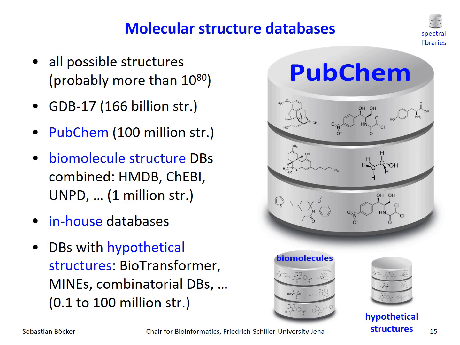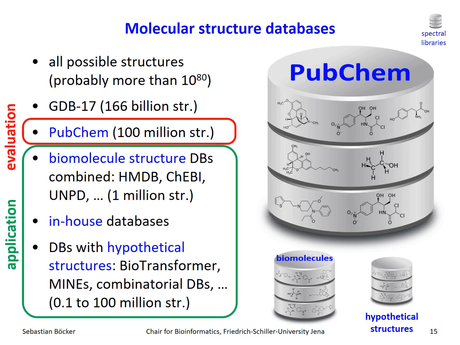What is a decent database to search in is PubChem, or alternatively ChemSpider. It's really hard. Whereas we also have more dedicated databases where only biomolecular structures are stored, such as HMDB or ChEBI, and so on and so on. And if you add all of them together, you end up with a database which contains less than 1 million structures currently. I mean, they are growing. Alternatives would be you use an in-house structure database, and you can also generate such structure databases with hypothetical structures. There are examples like BioTransformer or the MINE databases, which transform existing structures into new structures using in silico transformations, in silico enzymatic reactions. You can also generate them combinatorially, and so on and so on.